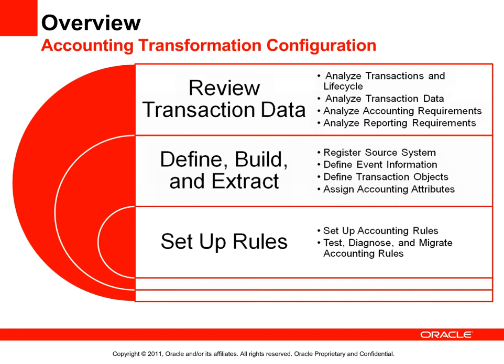Oracle Fusion Accounting Hub provides a fully integrated accounting transformation configuration solution that converts transaction data into subledger journal entries. The accounting transformation configuration activity starts with a thorough study of transaction systems to analyze the life cycle of transactions and the data, and to identify the accounting and reporting requirements.